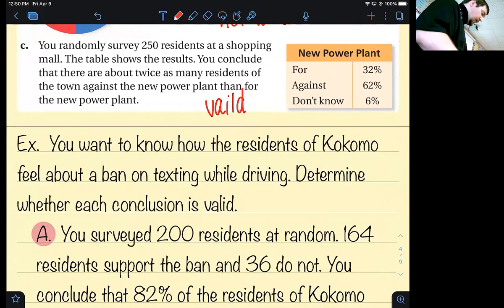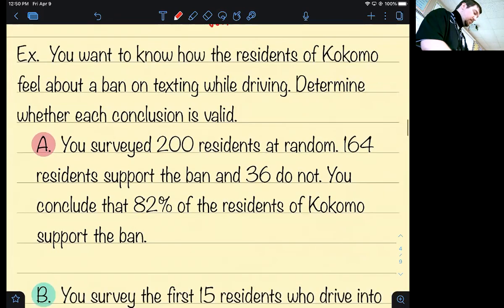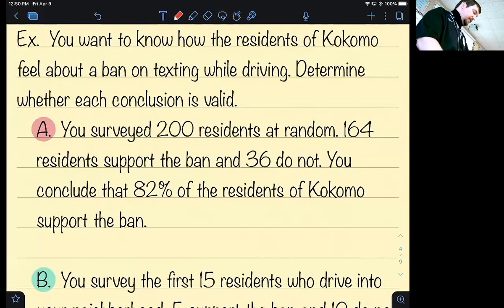Yeah. All right, next one. You want to know how the residents of Kokomo feel about a ban on texting while driving. Determine whether each conclusion is valid. You surveyed 200 residents at random, 164 support it, 36 do not, 82%. Okay, so they got their percentage from the math, from the fractions, right? The 164 out of 200 people. Do you like how they did their survey though? Yes. Yes, this is valid results.